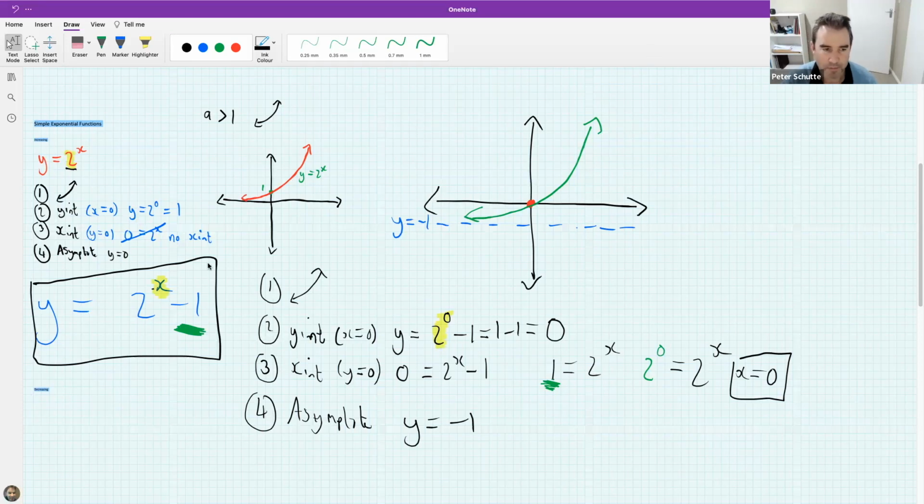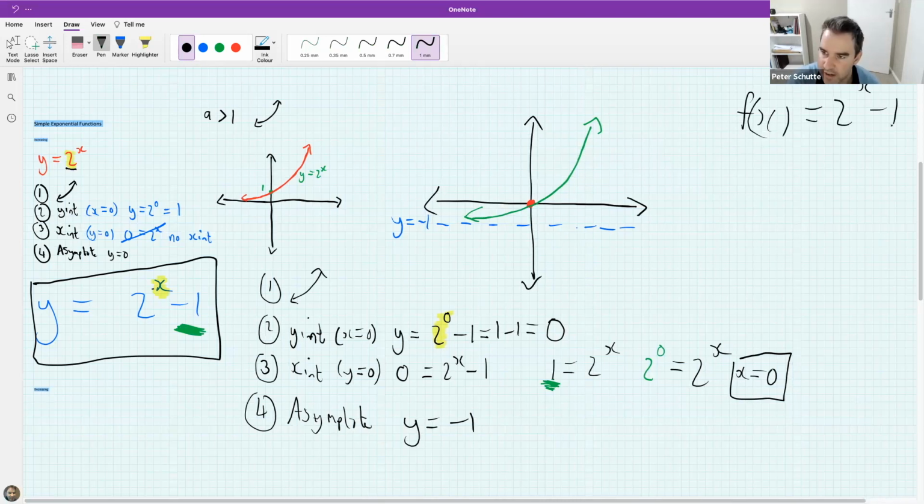Right. Now, since we've been talking about this graph, I want to sneak in another type of question that we talk about with functions, which is the range. This exponential function that we've just drawn is called y equals 2 to the x minus 1. But often in functions, we like to call it something like f of x equals 2 to the x minus 1. Now, this is exactly the same function.